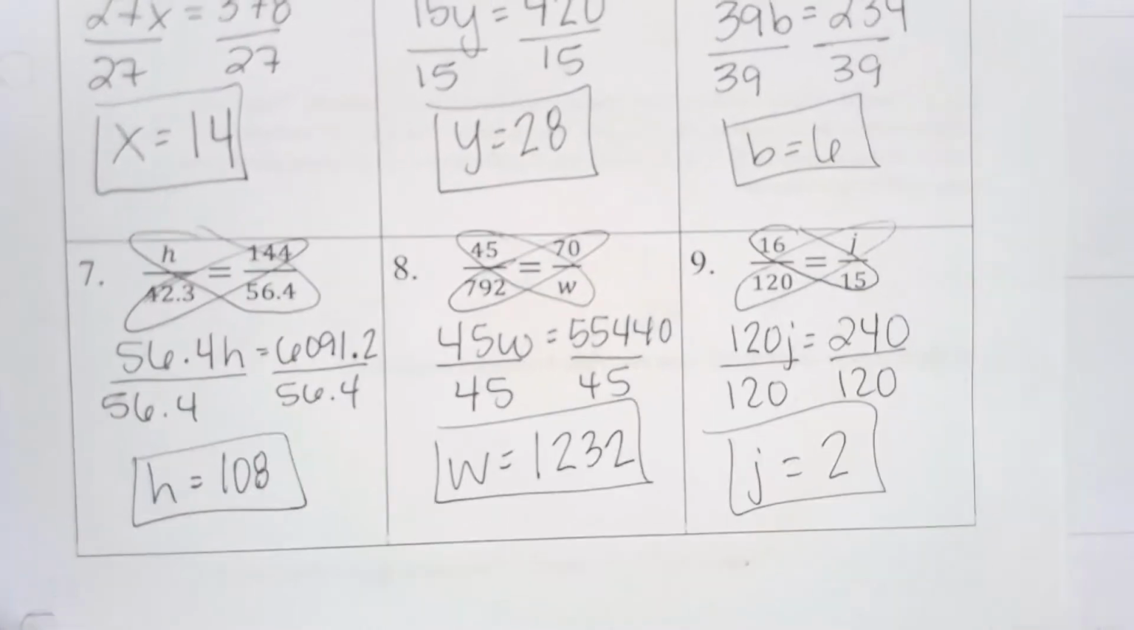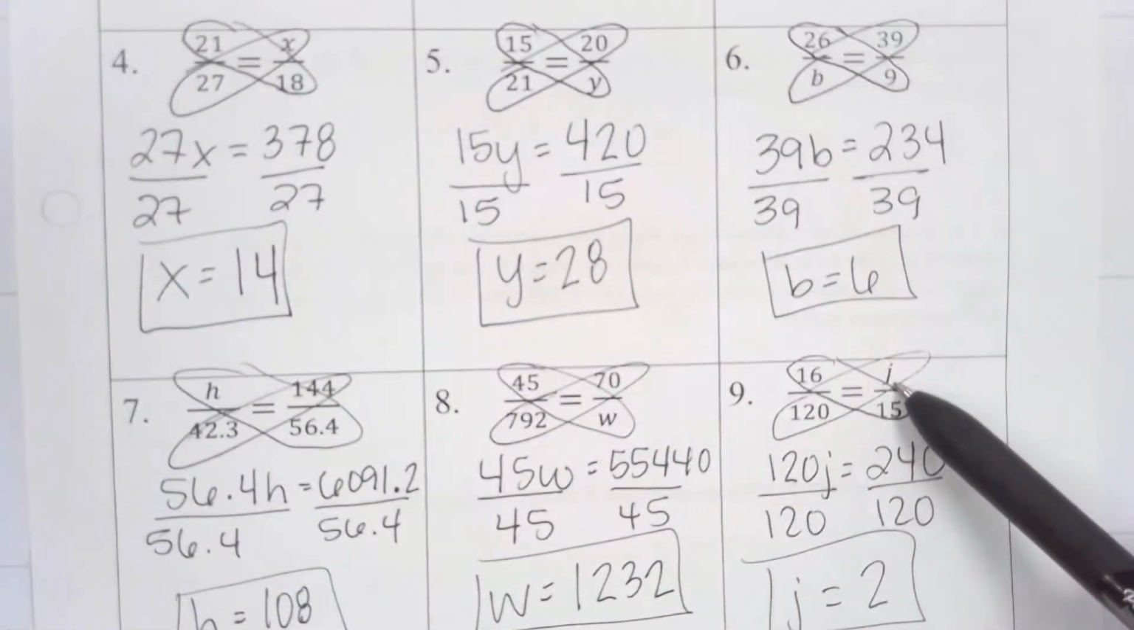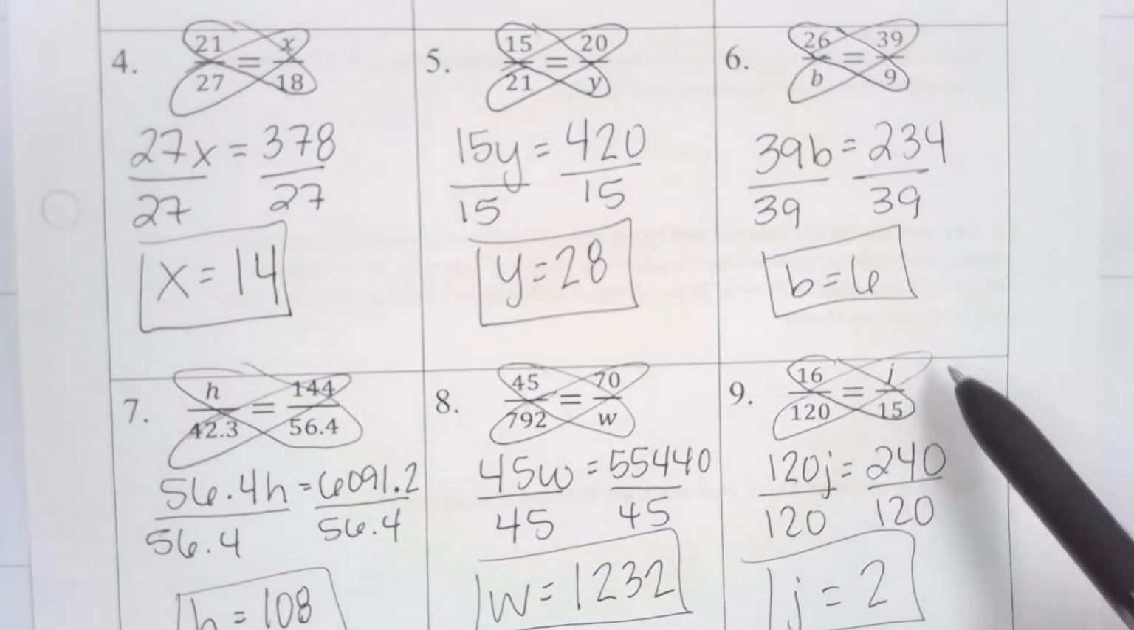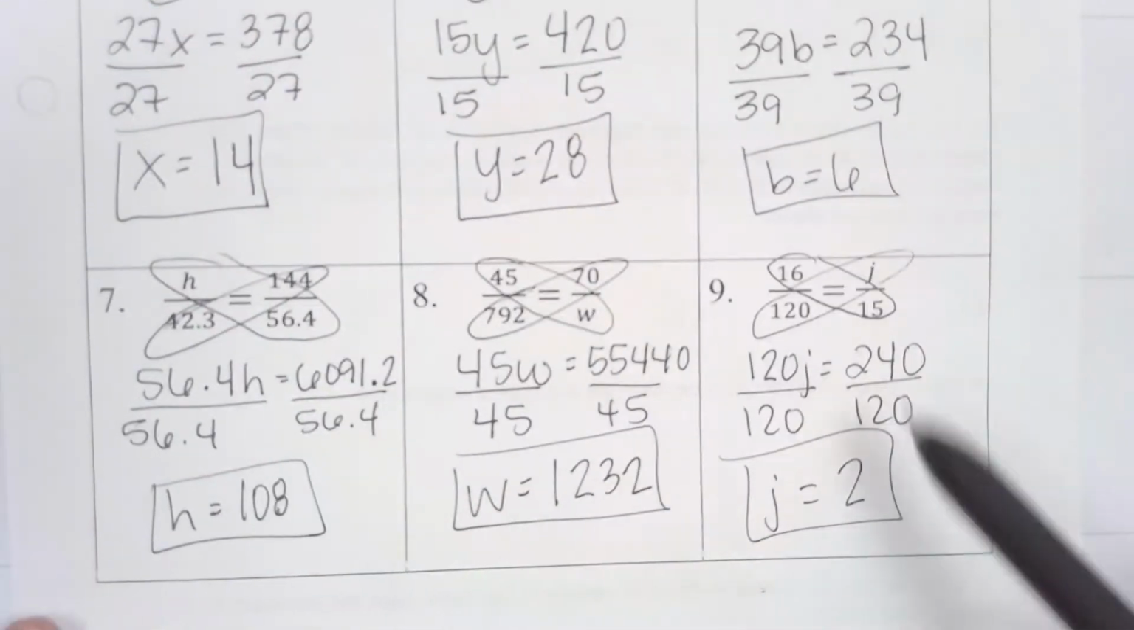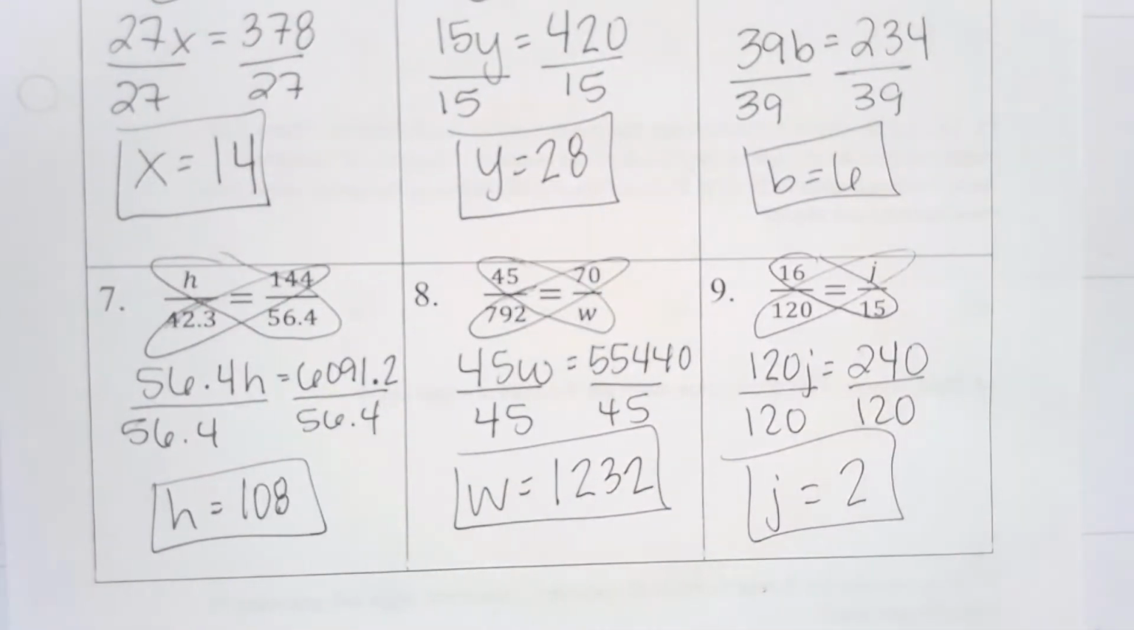So again, when you're trying to find a missing variable in a proportion, you're cross multiplying and setting up a one-step equation in order to solve it to get your variable by itself. All right, so this is how you solve a proportion.